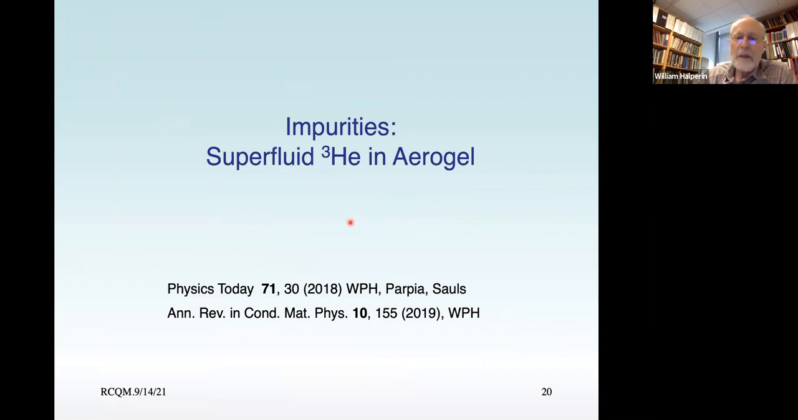Now, this brings me to impurities. Let's stick some impurities in here. There's a summary of what happens when you put impurities into aerogel, or superfluid helium-3 into aerogel. That's the aerogel is the impurity, not the helium-3. In the Physics Today article that Jivek Parpia and Jim Sauls authored with myself, and then a review here in the Annual Reviews in Condensed Matter Physics.